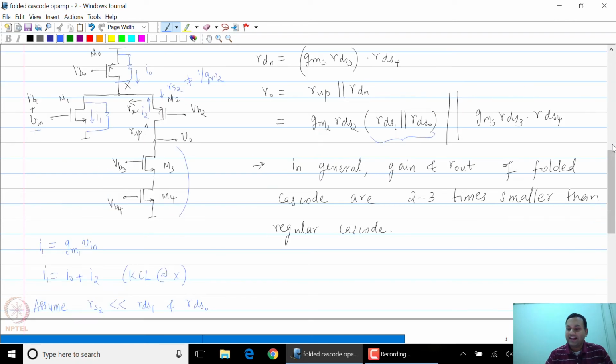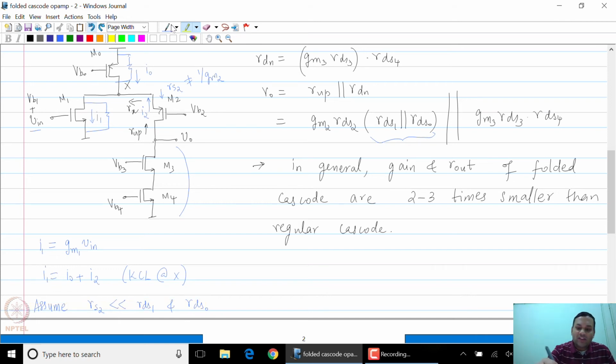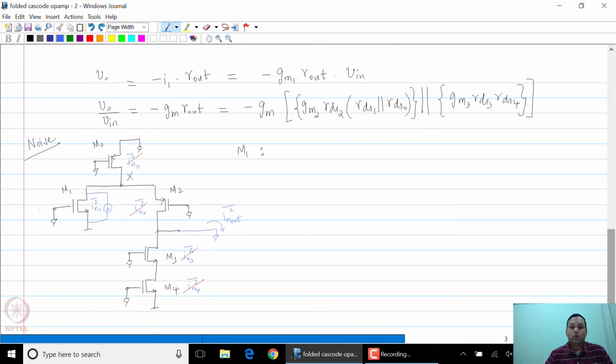As we have seen earlier, we have assumed that RS2 is much smaller than RDS1 and RDS0, so that most of the current flows through M2 to the output. And clearly, since we have designed a circuit such that that happens for the signal, you should expect that all of IN1 squared appears at the output. So the first component of IN out squared, which is IN out 1 squared, is equal to IN1 squared. So pretty much all of noise of M1 will appear at the output short circuit.